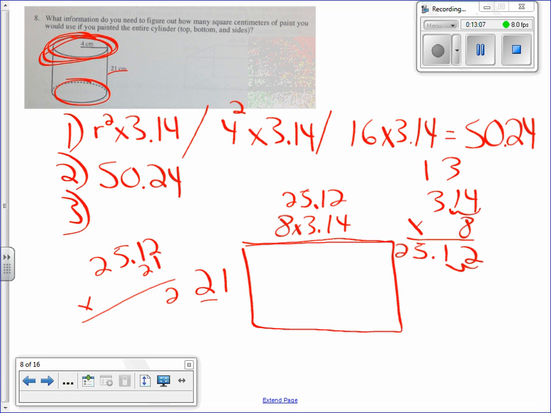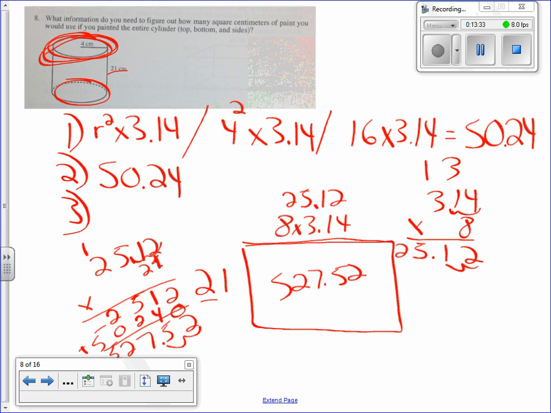1 times 2 is 2. 1 times 1 is 1. 1 times 5 is 5. 1 times 2 is 2. Place value holder. 2 times 2 is 4. 2, 10, 4, 5. Add them up. 2, 5, 7, 2, 5. Decimal. 527 and 52 is my area.